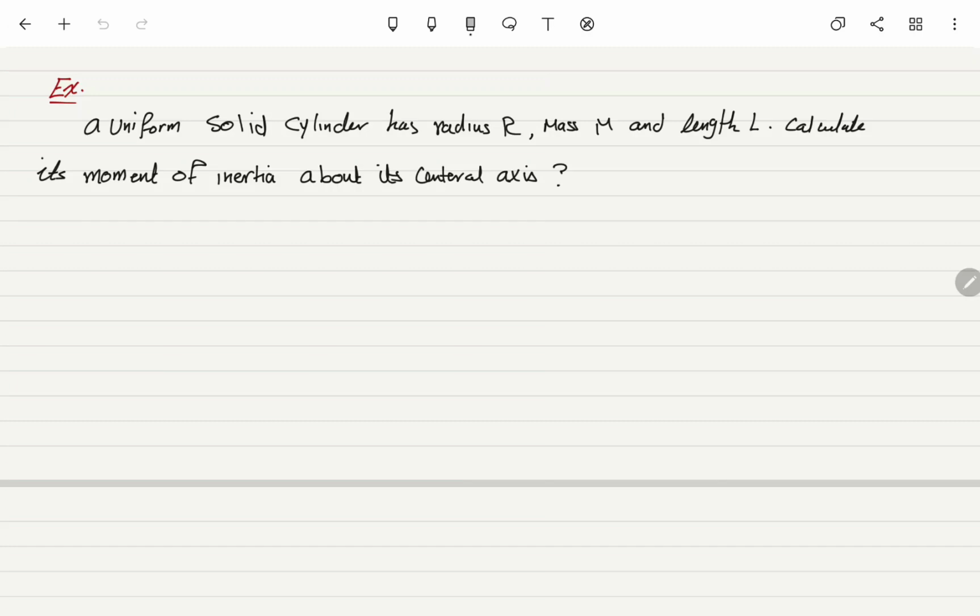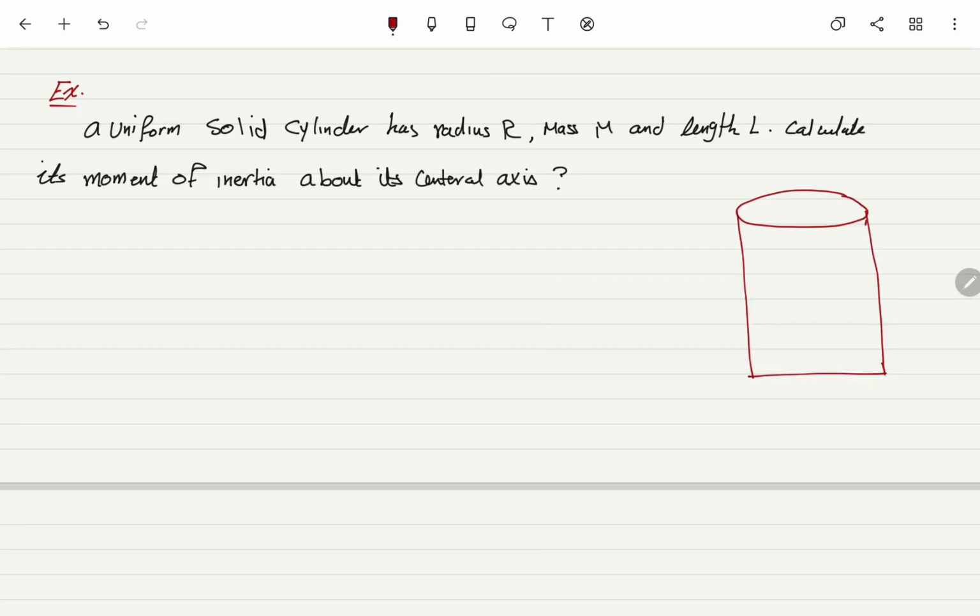A uniform solid cylinder has a radius r, mass m, and length l. Calculate the moment of inertia of that cylinder about its central axis. So here's the situation. Now you slice this cylinder into small cylinders with thickness equal to dr.